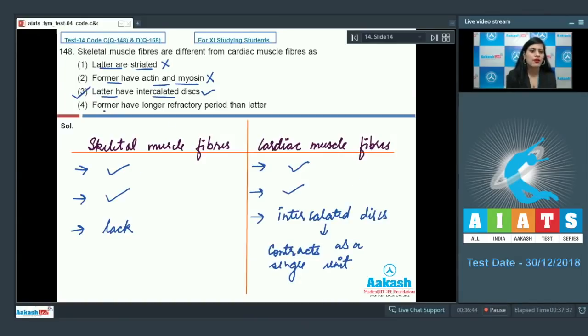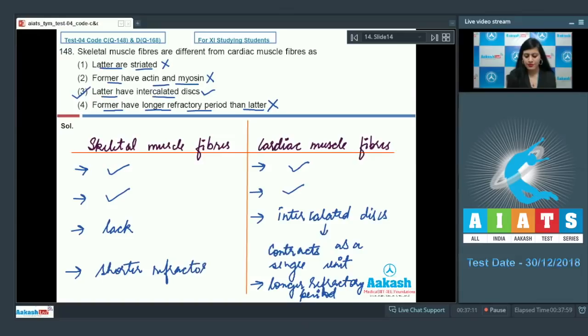The last option given is former have longer refractory period than latter, and this is an incorrect option, because cardiac muscle fibers have longer refractory period in comparison to skeletal muscle fibers. Skeletal muscle fibers have a shorter refractory period in comparison to cardiac muscle fibers. So the correct answer to this question is option number 3. Let's discuss our next question.